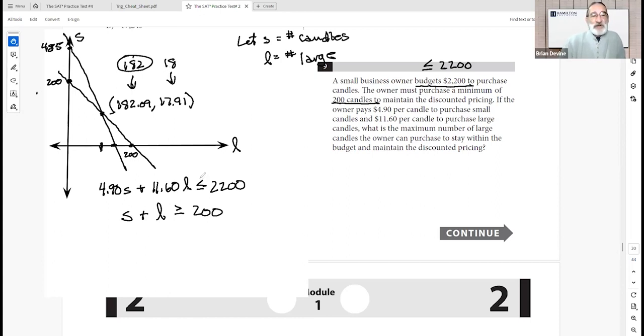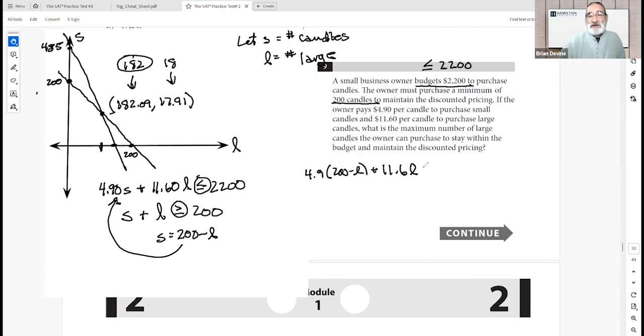Now, I could have solved this algebraically. Because these are both greater than or equal to, I could look at the point where they're equal and solve for that. I could say that S equals 200 minus L, and then plug that in for S into the first equation. And so I'm going to have 4.9 times (200 minus L) plus 11.6 times L would be equal to 2200 at the point where they intersect.